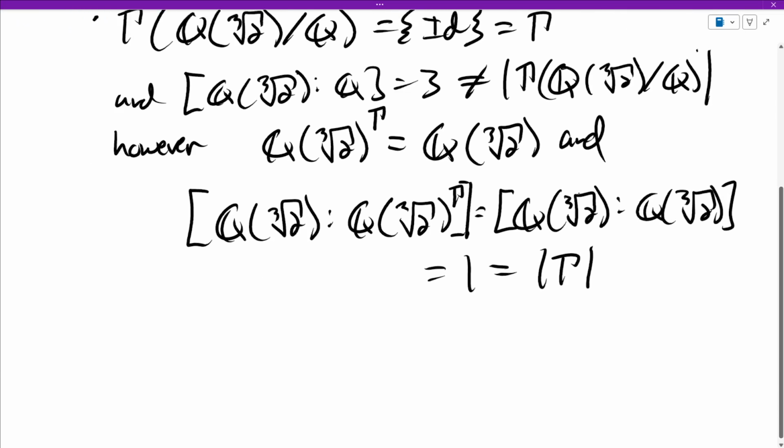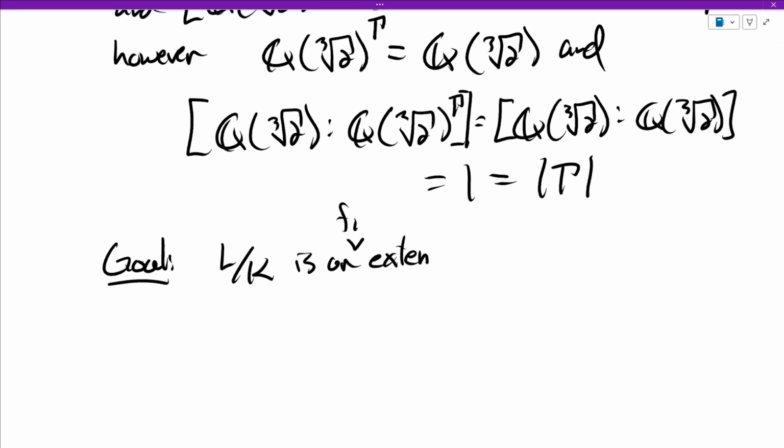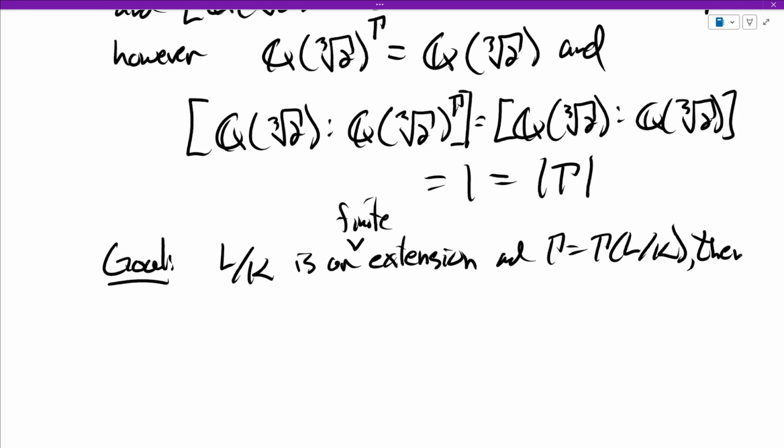This is the goal. Our goal here is to prove, at least in the finite case, that if you have L over K as an extension, all of our extensions are finite, and gamma is the Galois group of L over K, then we're going to prove that the degree of L over, sorry, not L over K, sorry, L over the fixed field of gamma, is the order of gamma.